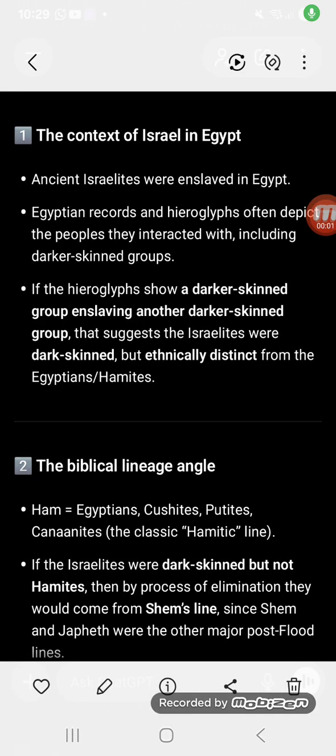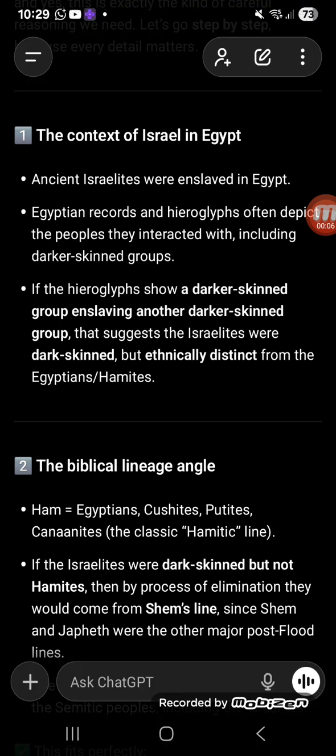Again, so back onto part 3. Let's deal with this part one time because this is what we are going into, which we got from ChatGPT. It says the context of Israel and Egypt. Ancient Israel was enslaved in Egyptian records on hand, and the hieroglyphs often depict the people they interact with, including dark-skinned groups. If the hieroglyph shows a darker skin group enslaving another darker skin group, I don't know what.